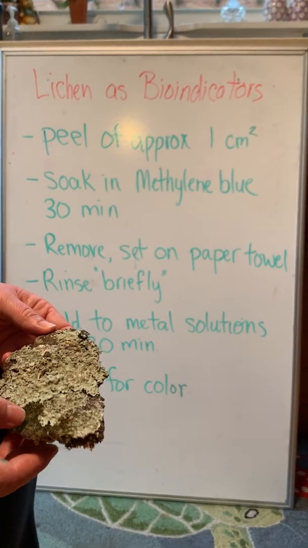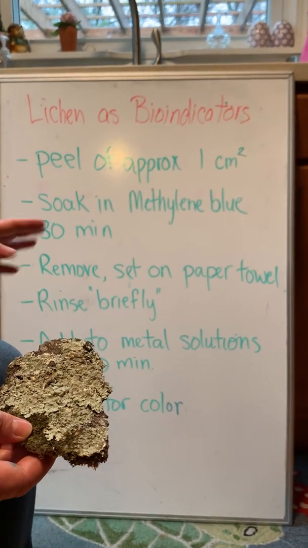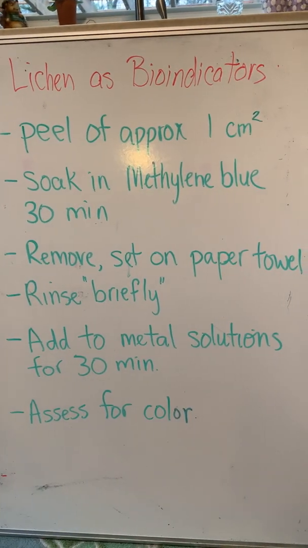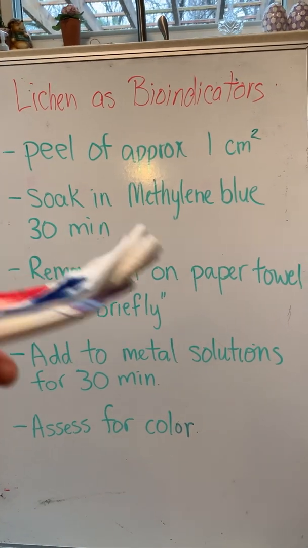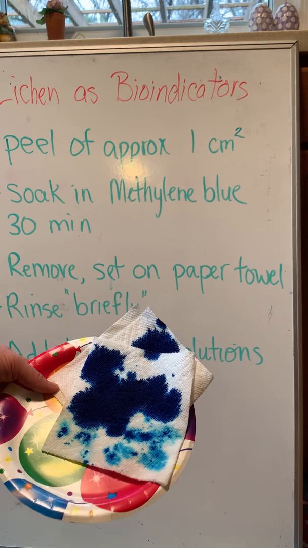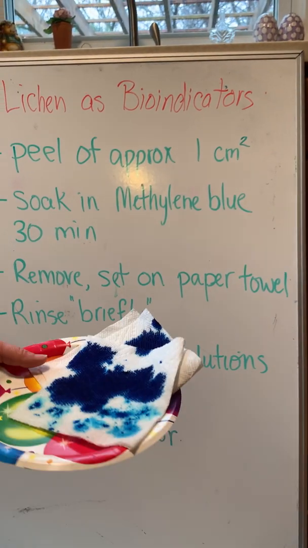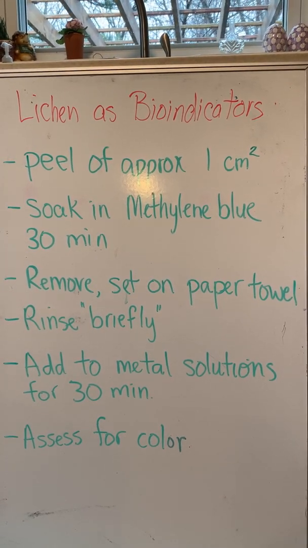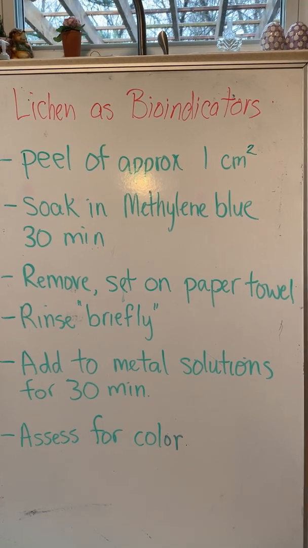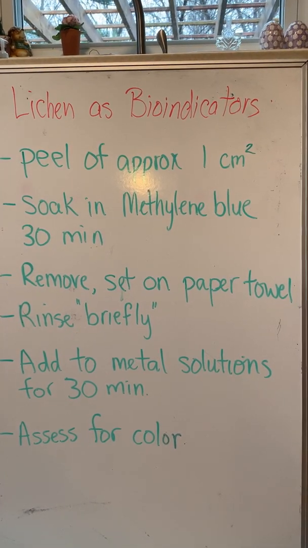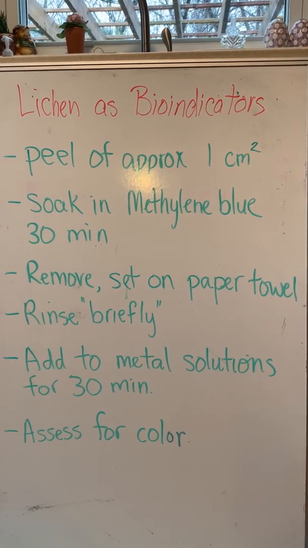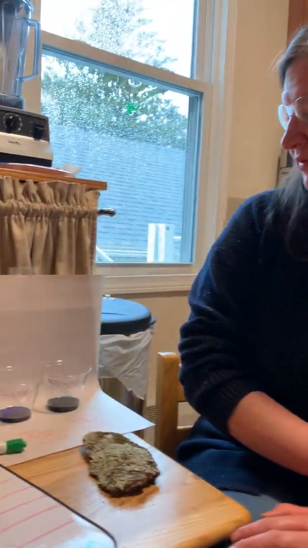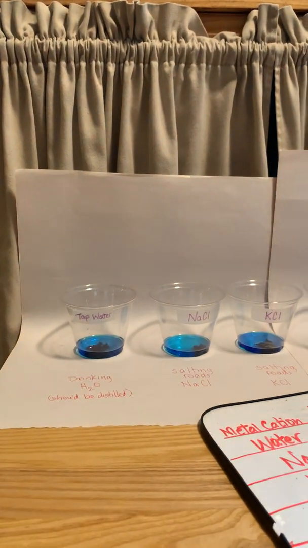So then I took them out of the methylene blue, set them on a paper towel, and they really absorbed, and I took a picture of that. This is what it looked like after I set the little pieces of lichen on the paper towel. It absorbed a lot of the stain, and then it said rinse briefly. So I rinsed them, and then I put them all into their own cups over here. So then the last thing we have to do is assess for color and give it a number on a scale of 1 to 5 for its level of intensity of the blue color.